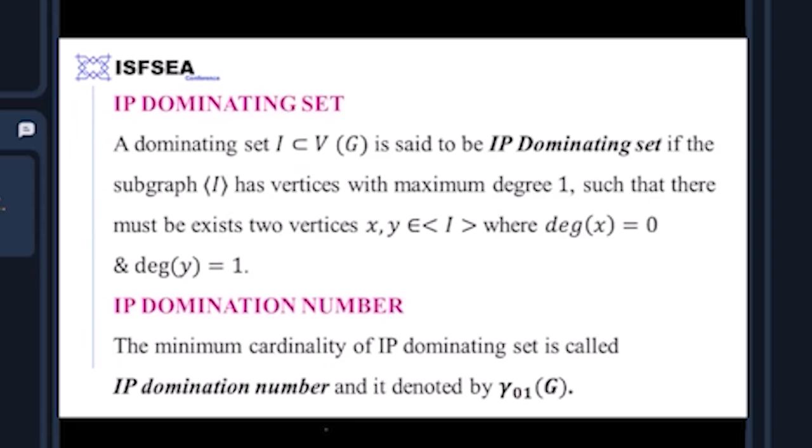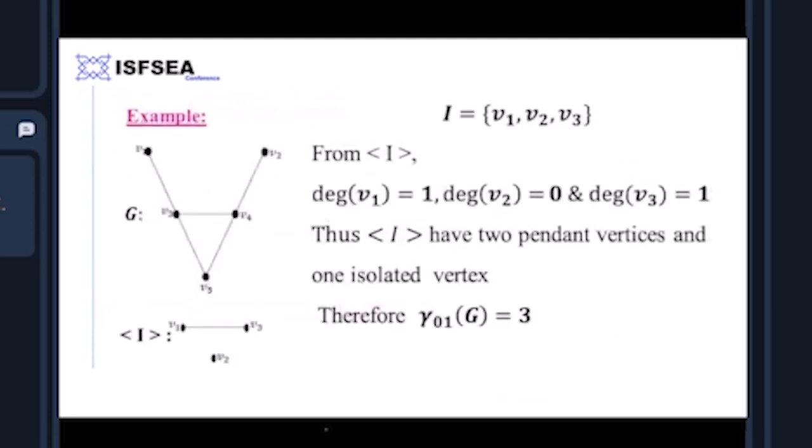Let us see this with one example. Here I am taking the bull graph. For this graph, the dominating set I is equal to {V1, V2, V3}. The induced I has two pendant vertices and one isolated vertex. This satisfies the condition, so it is said to be an IPD set, that is, an IP dominating set. Hence, the IP domination number gamma 01 of G is equal to 3.